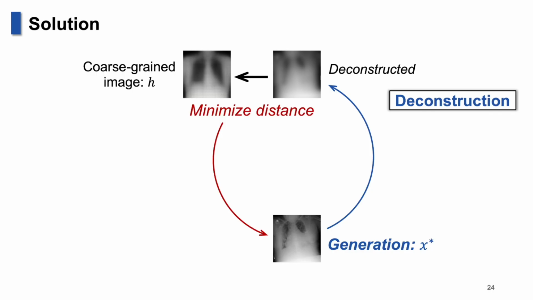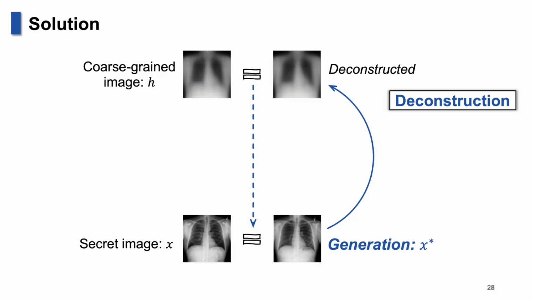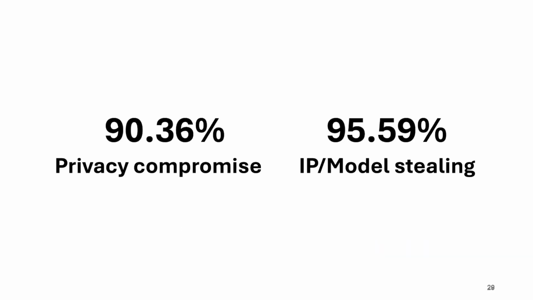Finally, we can minimize the distance between our deconstructed image and the coarse-grained image we had before. And we can use this minimization objective to guide our generation, or our guess. So maybe we'll start with this guess here, optimize our guess, further optimize our guess until we reach an optimum. Now, because the deconstructed image matches the coarse-grained image we had, our generated input should also match the secret image we want to steal. And this worked pretty well.